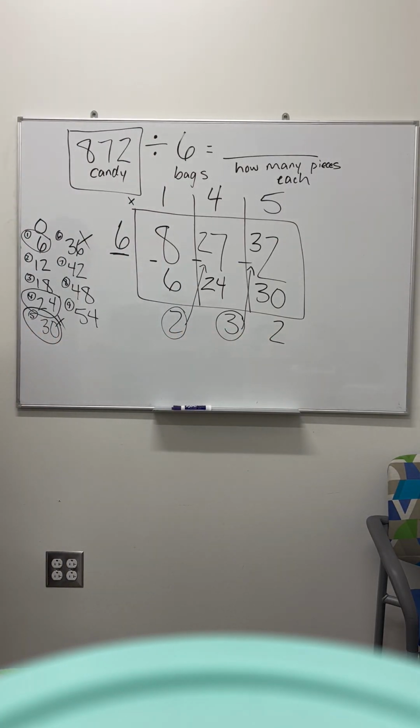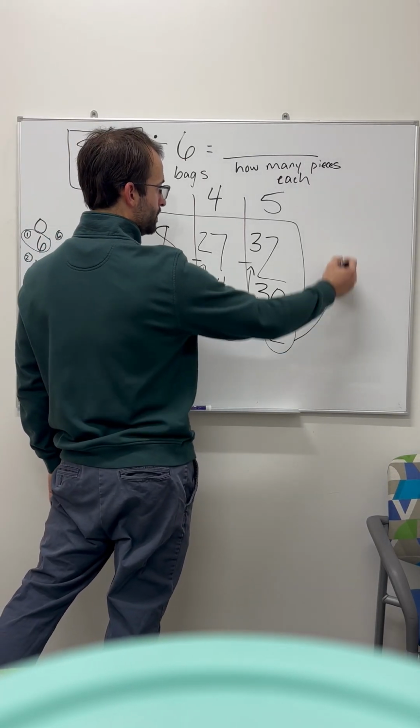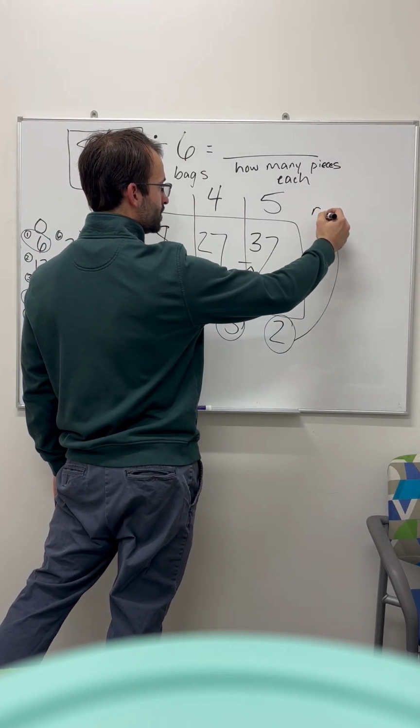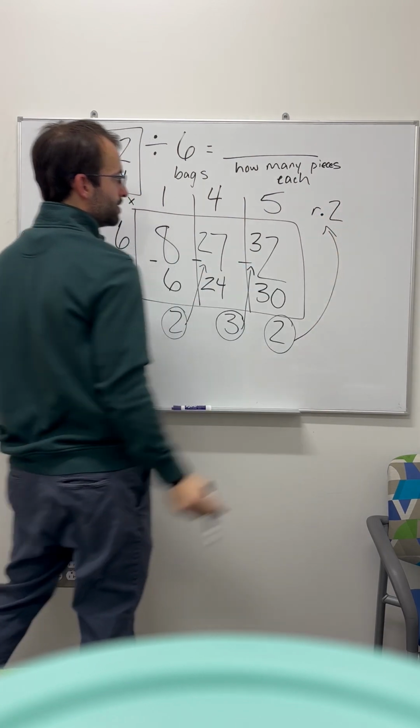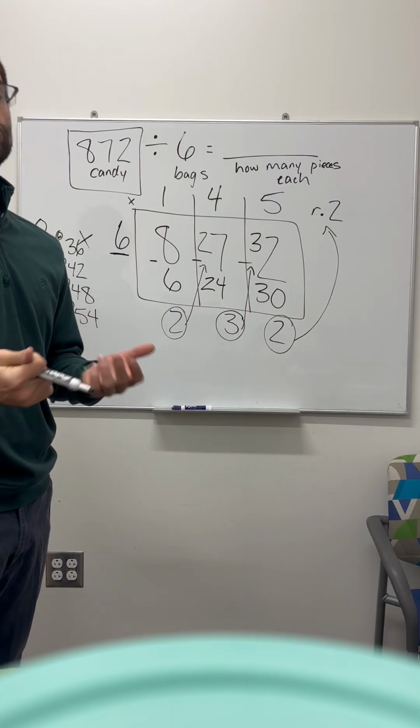2 left over. Now, where do I put this 2? There's no other numbers to shift it into, so I'm at the end of my problem, but whatever is left over here is now going to be the remainder. So I'm still going to shift it, and that's going to be the remainder. Now, some problems won't have a remainder, and that's great, but some do have a remainder.